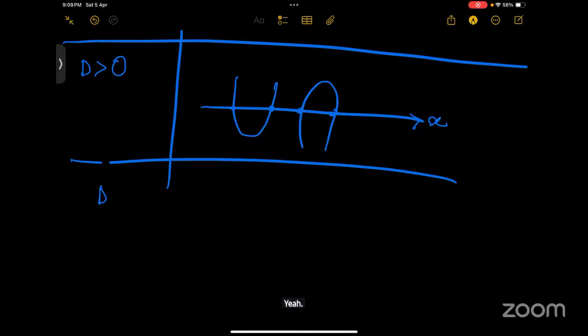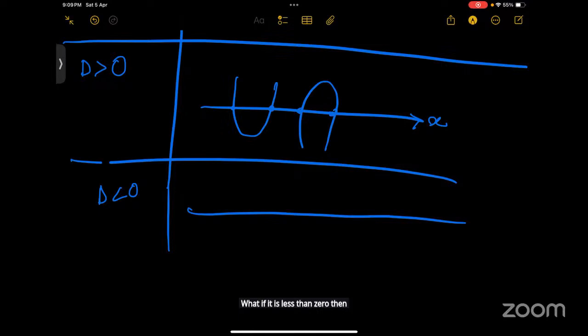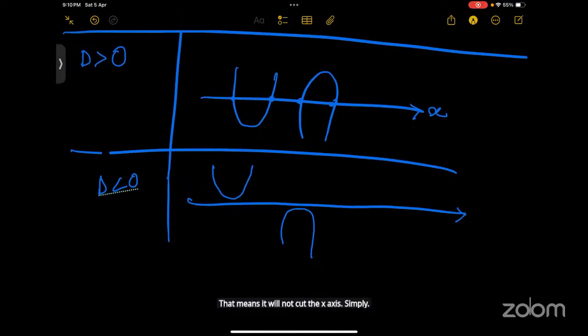What if it is less than 0? Then we will find imaginary roots. That means it will not cut the x-axis, simply said. So these are the three types of figures we have.